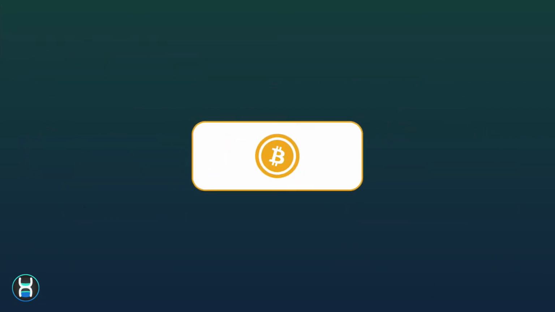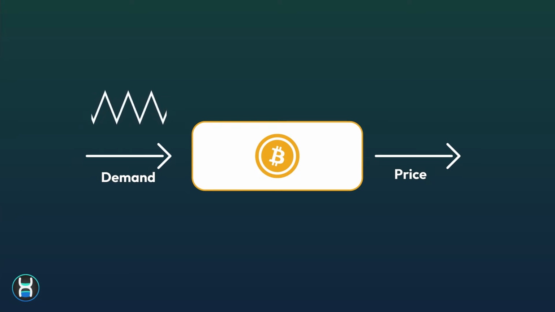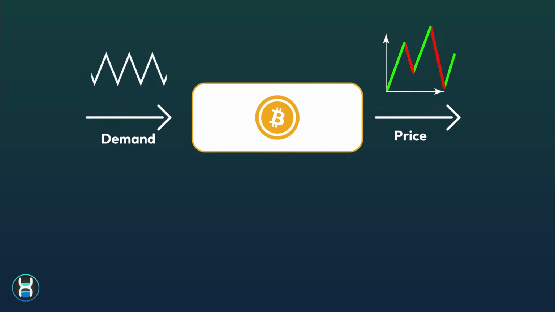In order to understand Ample, we first need to take a look at Bitcoin. You have demand, which is the input into the system, and out comes a price. Now this is an open loop system since, in this case, the supply of Bitcoin does not ever change. As a result, if there's volatility in demand, there will also be volatility in price.